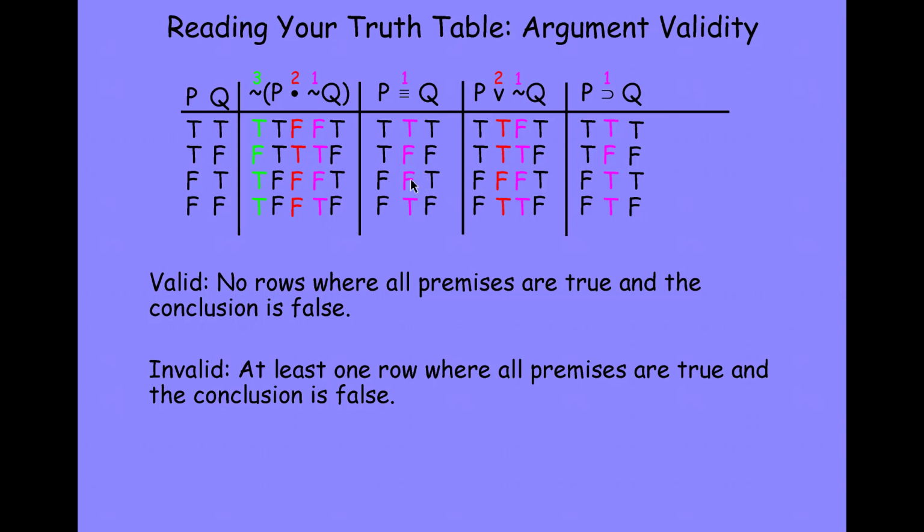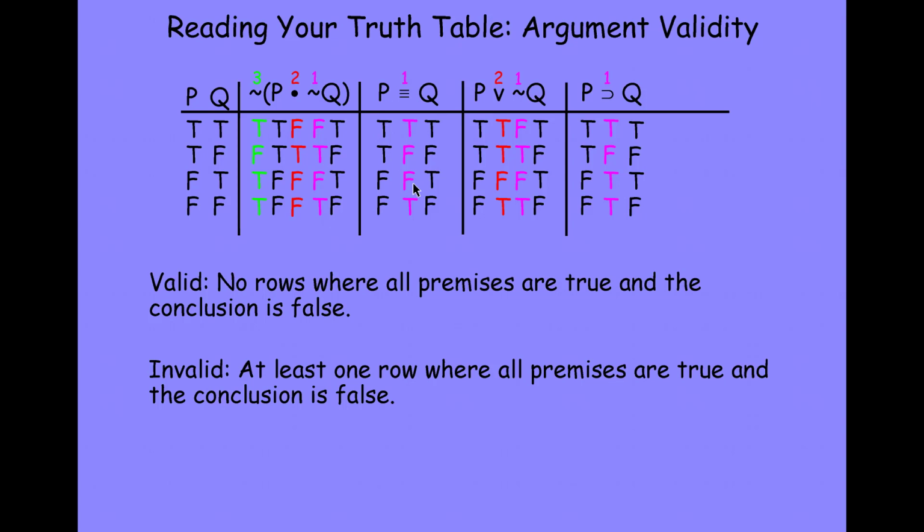Now we look at the second row. Our conclusion is false on that second row. We look over here at our premise. Oh, our premise here, the disjunction, also false. So this row is not a row where the conclusion is false and all the premises are true. Since those are the only two rows where the conclusion is false, there isn't a row where all the premises are true and the conclusion is false, and so that argument is valid.